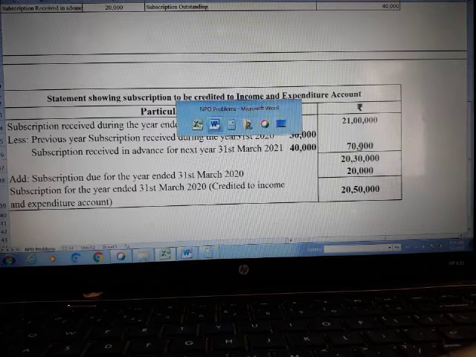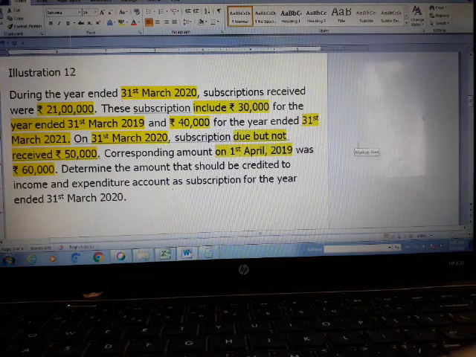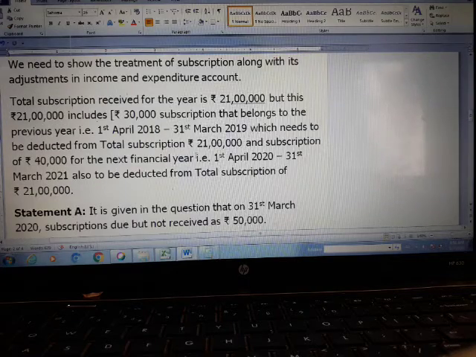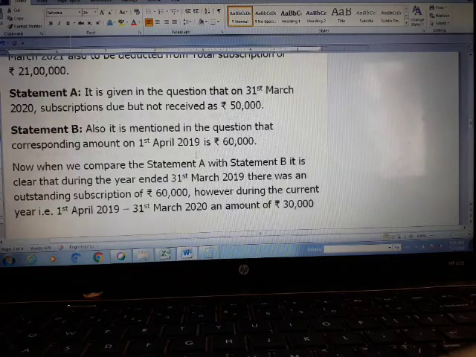Now go once again to the question. There's one adjustment which you have to be careful about. What is that? The amount of current year outstanding you have to determine from the given details. So how am I going to derive it? If you go here, I have given my explanation. Statement A and statement B, I have categorized it.